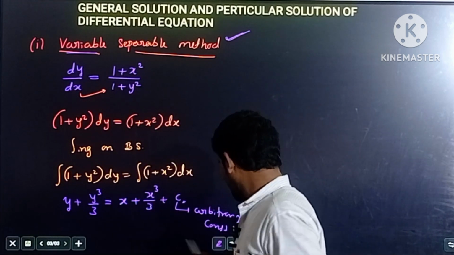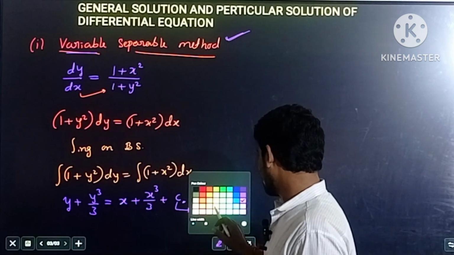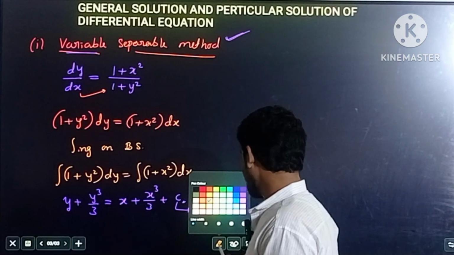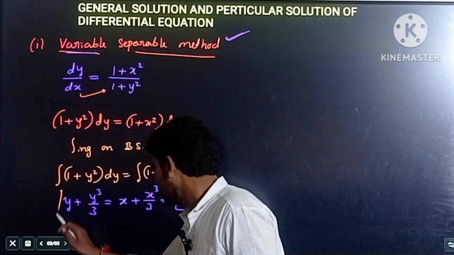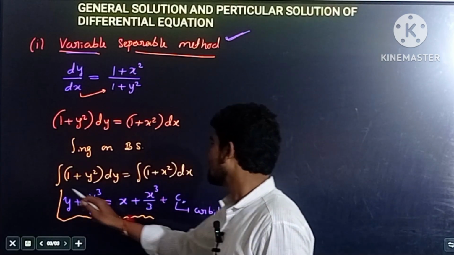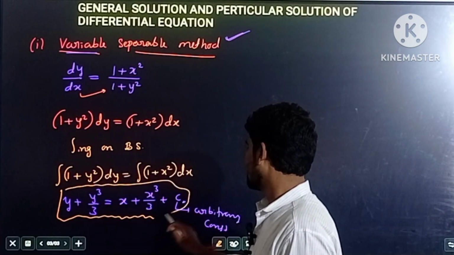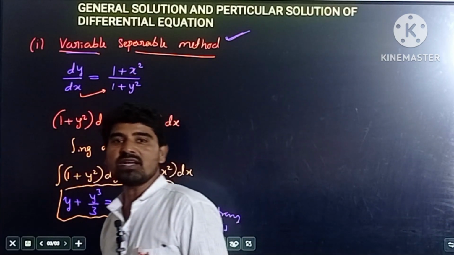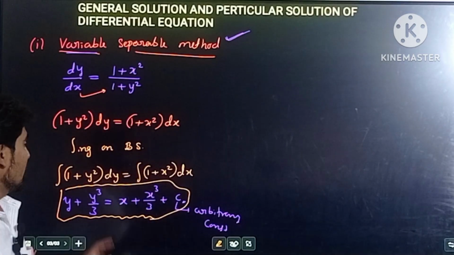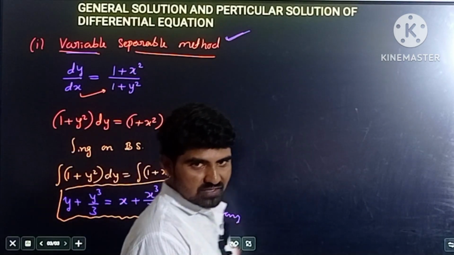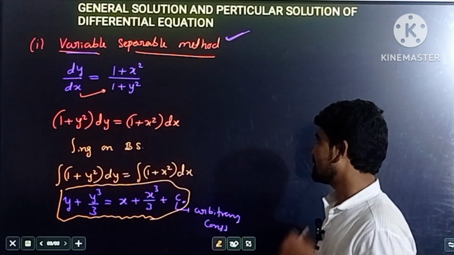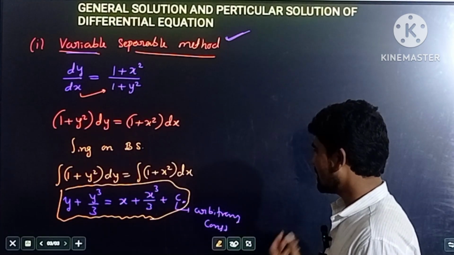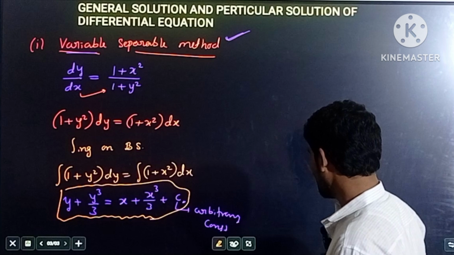It means this y plus y cube by 3 is equal to x plus x cube by 3 plus c is one of the general solutions of this given differential equation. General solution of this given differential equation. I hope all of you understood solving a differential equation using the variable separable method. So let's start some of the questions from your NCERT textbook.